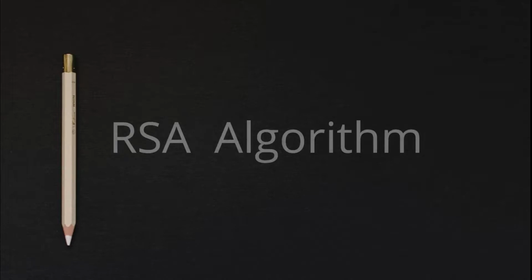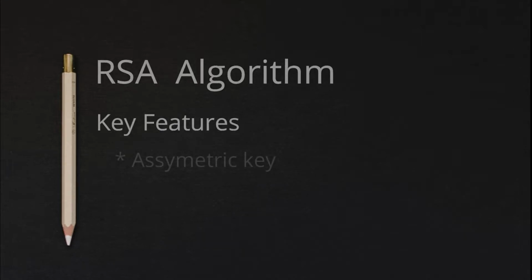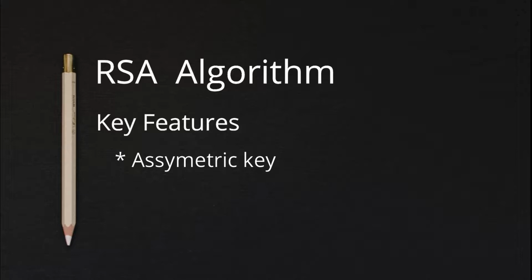In this video, we're going to look at the RSA algorithm. The RSA algorithm is used for encryption and decryption of messages. It is an asymmetric cryptographic algorithm. Asymmetric means that it works on two different keys, that is public key and private key. The public key is given to everyone and the private key is kept private.